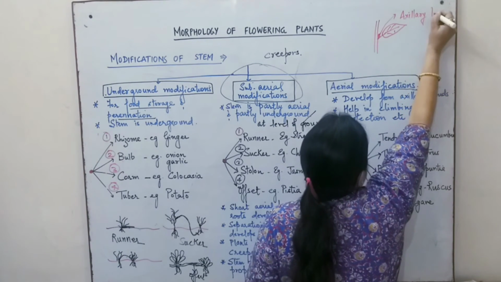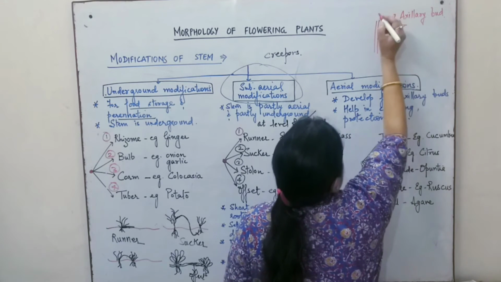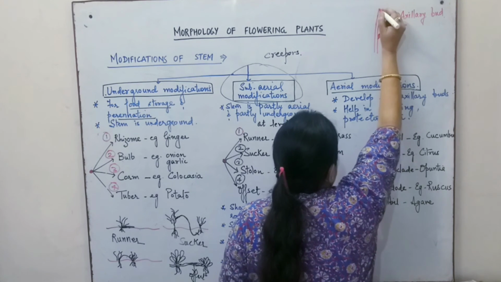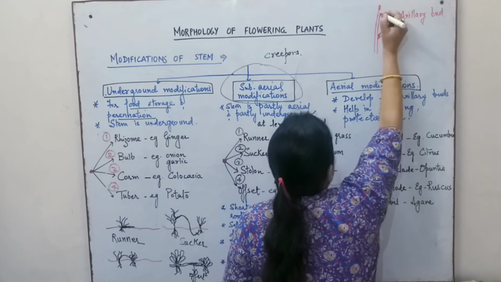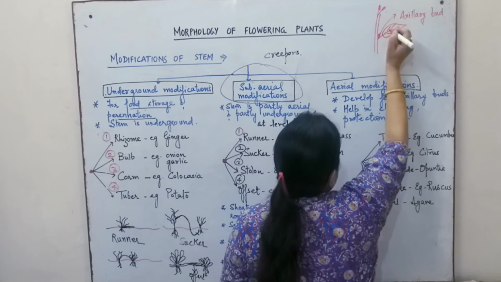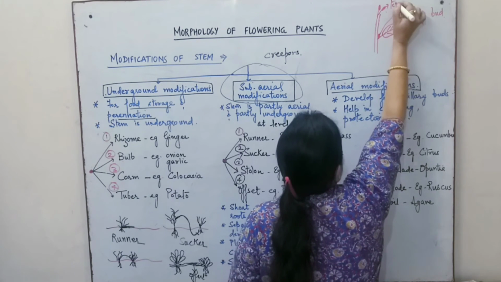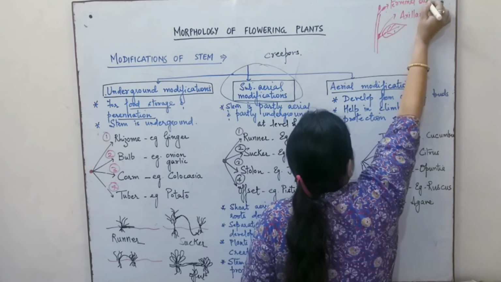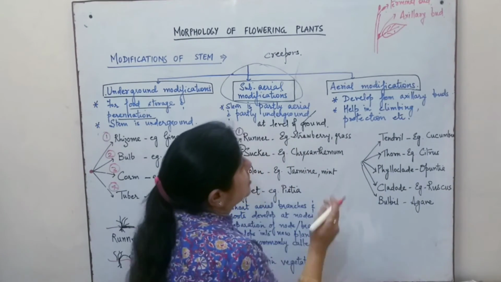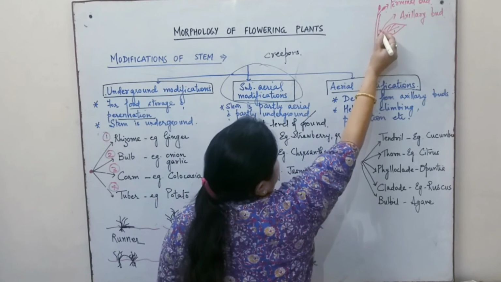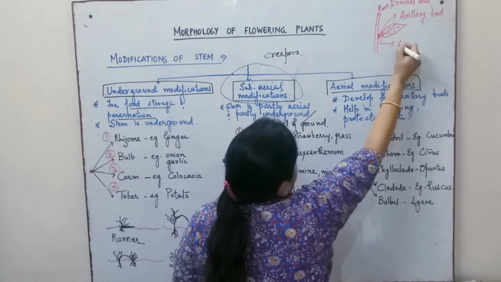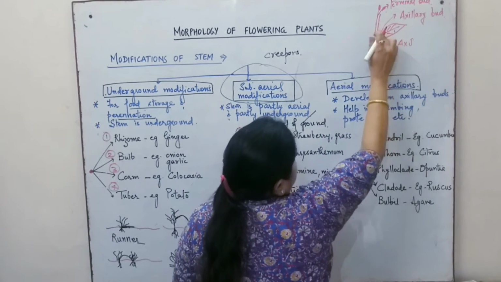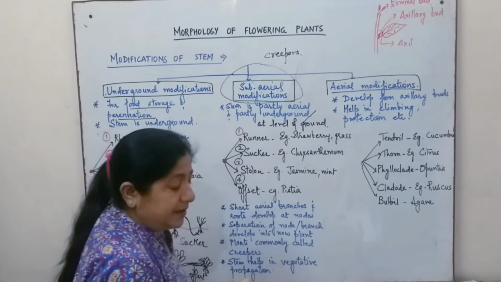There can be two positions of the bud. The other position can be terminal. This is the terminal bud, which is at the end, and this which is forming at the axil, this is the axil. So the bud formed at the axil is known as the axillary bud.